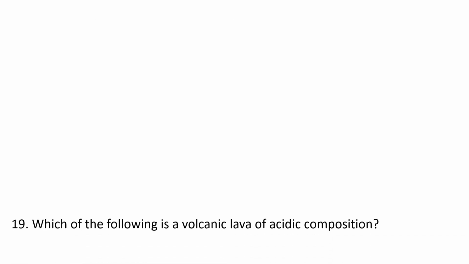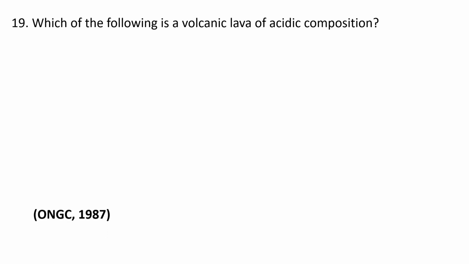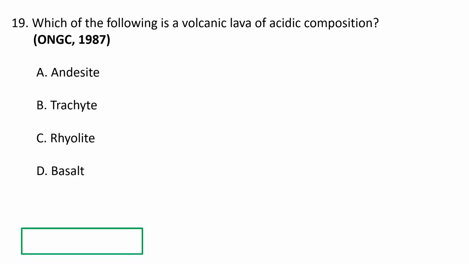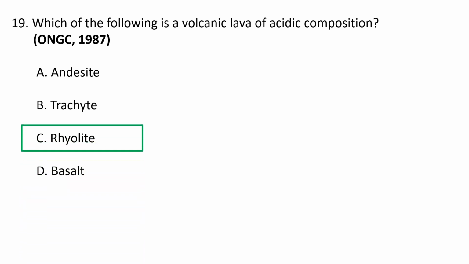Next question. Which of the following is a volcanic lava of acidic composition? A. Andesite. B. Trachyte. C. Rhyolite. D. Basalt. The correct answer is C. Rhyolite is a volcanic lava of acidic composition, whereas andesite is of intermediate composition and basalt is of basic composition. Trachyte is a light-colored, very fine-grained extrusive igneous rock, mainly composed of alkali feldspar with minor amounts of dark-colored minerals such as biotite, amphibole, or pyroxene. Compositionally, trachyte is the volcanic equivalent of syenite. So here the volcanic lava of acidic composition is rhyolite. C is the correct answer.